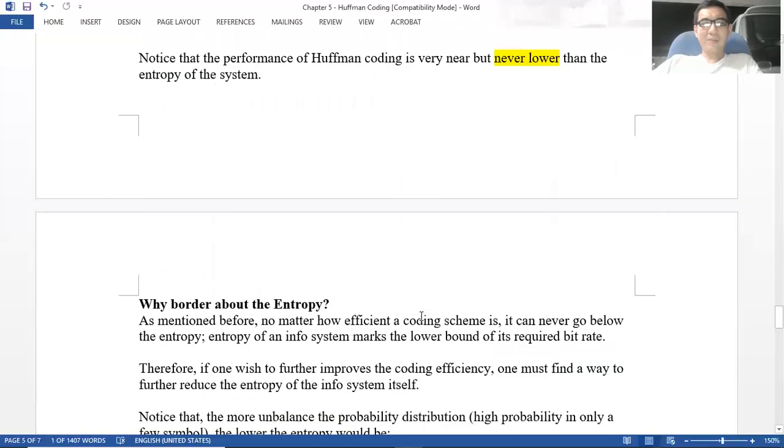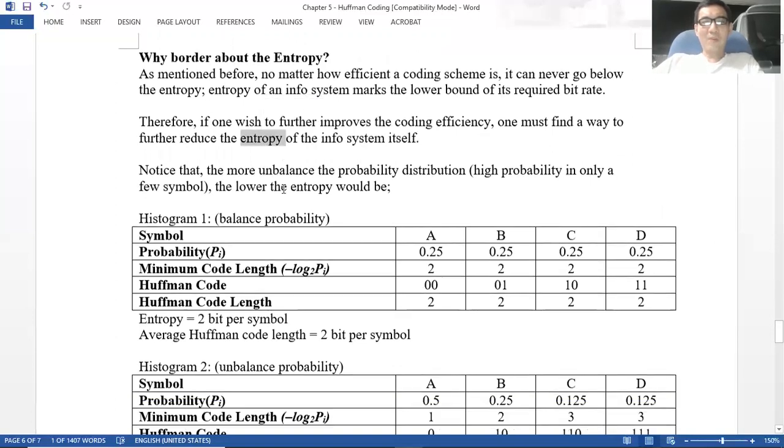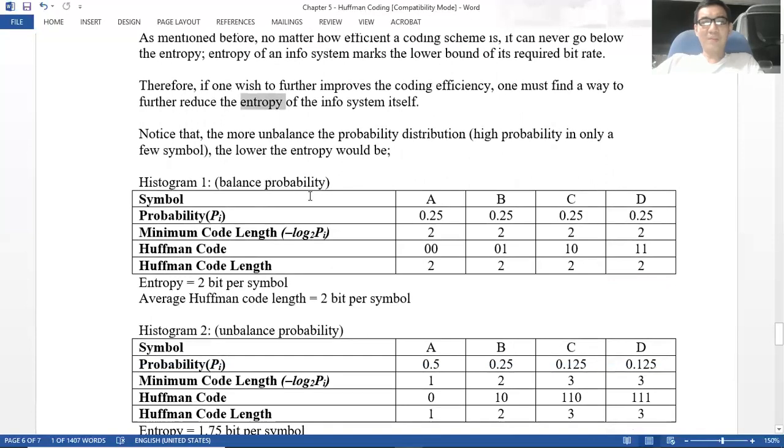All right, so the next question is, why do we bother about entropy? As mentioned before, no matter how efficient your coding scheme is, you can never go below entropy. So if you want to improve your coding efficiency, you must find a way to reduce the entropy. So how do we reduce entropy now? Because we know entropy is very much dependent on the probability distribution.